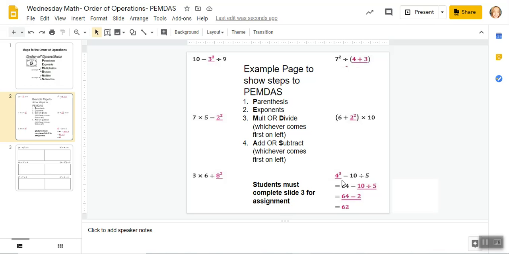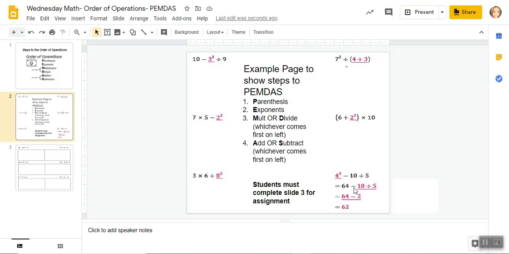Okay, we're just going to check it. So we would do the exponents first. 4 times 4 is 16. 16 times 4 is what? It tells you 64. So now we do 64 and we bring all the other operations and their numbers down. So now we'd have 64 minus 10 divided by 5. Do I just go 64 minus 10, which would be 54 divided by 5?